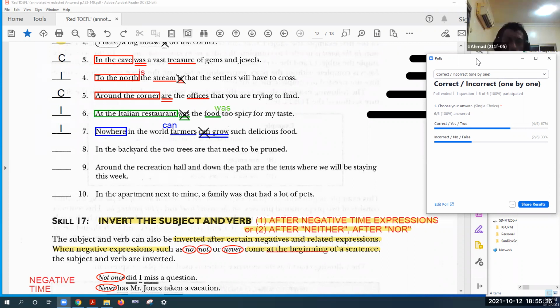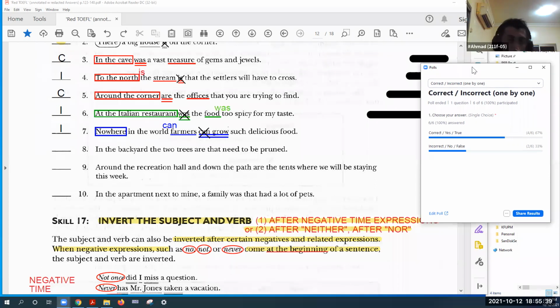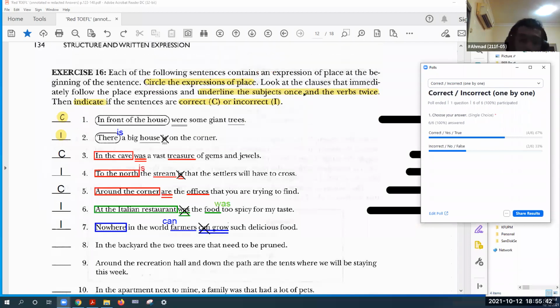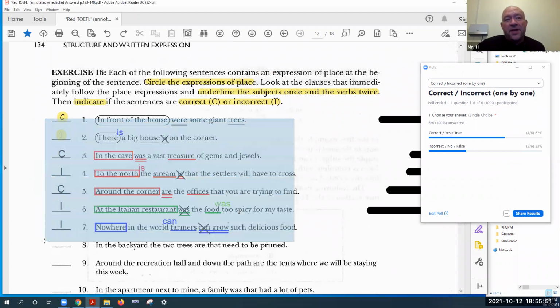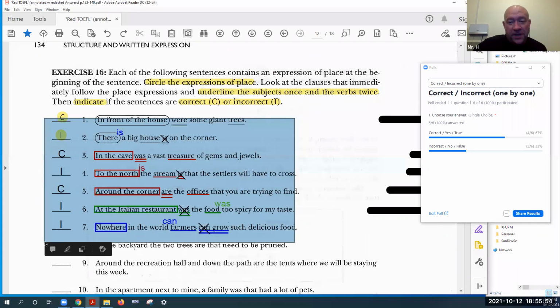How can I know? Because in the previous examples, we have the same. From number 1 to number 7, how many times do you find a single place word? Just once? What about number 2? Two, actually. Remember those 3 words: there, here, nowhere. Every time you see these words, you must switch it. You must invert. You understand?